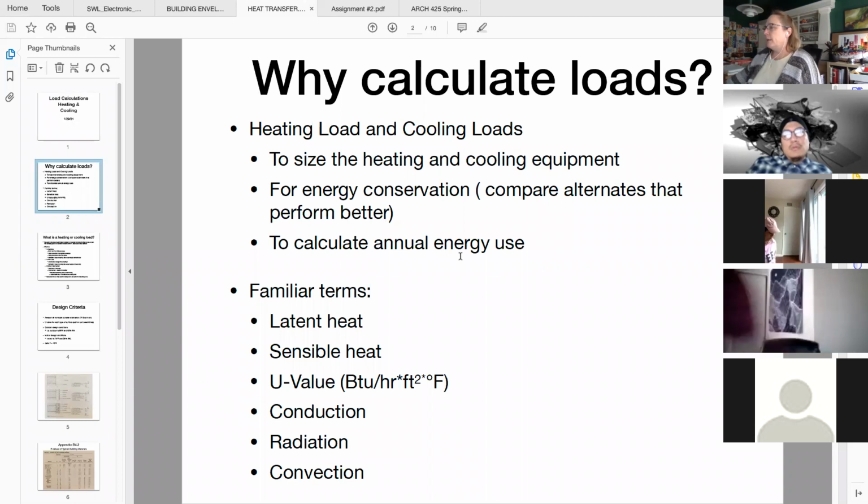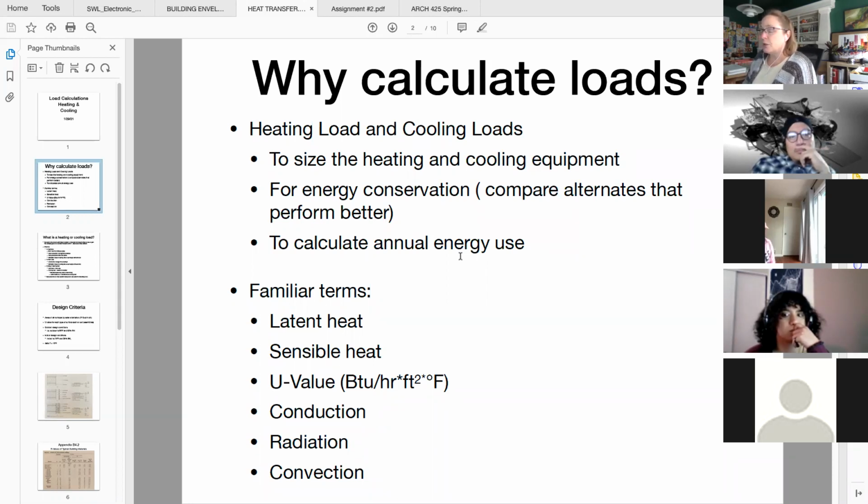So the big thing, why do we calculate heating and cooling loads? The most important reason is that it's necessary in order to put in the appropriate size heating and cooling equipment. We can also do it early on in design to look at different design concepts or materials that could create better energy performance for the building. Another reason to calculate heating and cooling loads is to look at the annual energy use. And this is particularly important these days, especially if you're going for a net zero energy design project.